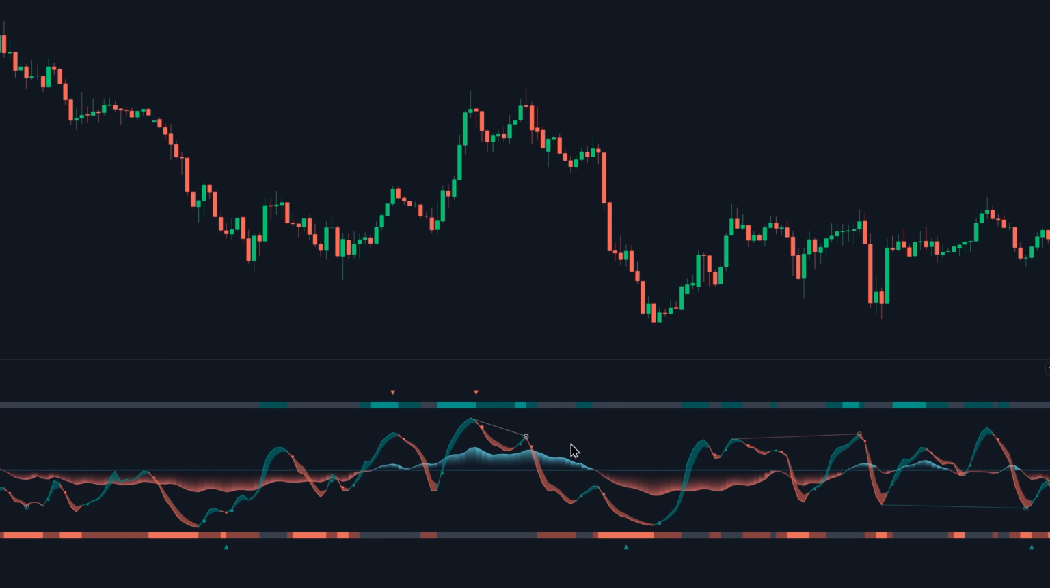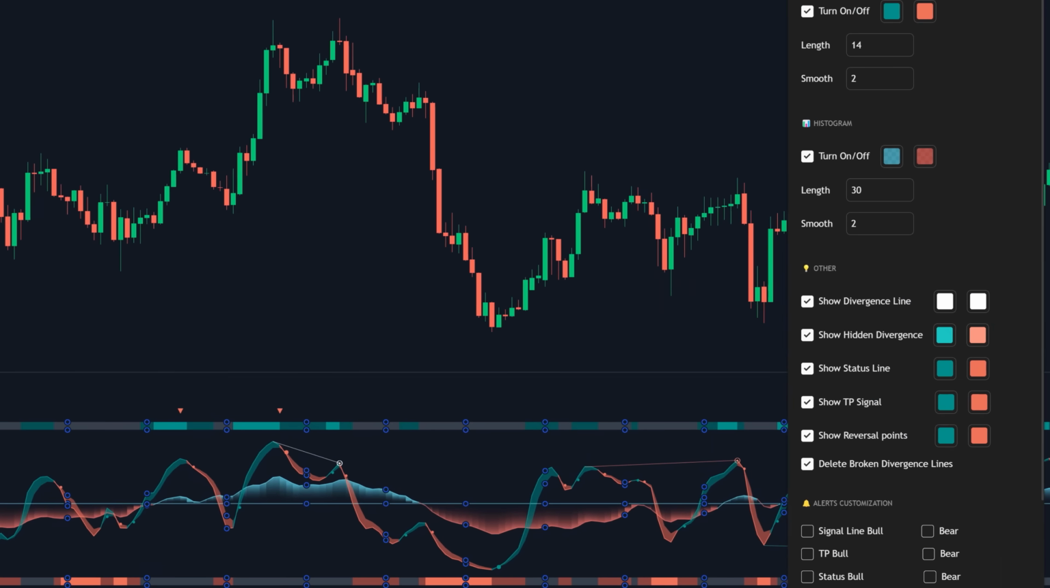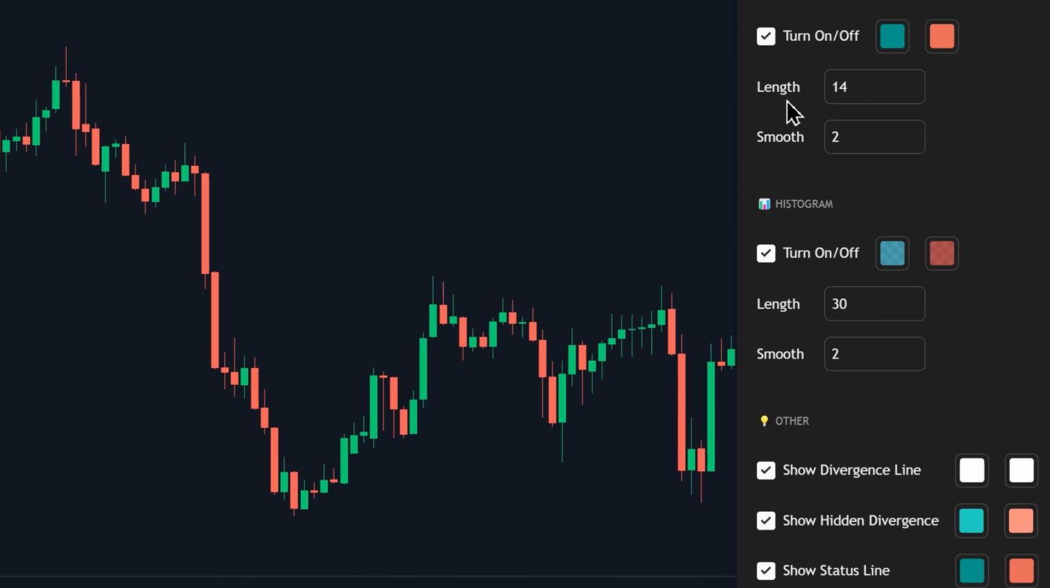Now, let's take a look at this indicator's settings and see how customizable it can be. First of all, we have an option that allows you to enable or disable the signal line, giving you control over whether you want to display it on your chart. And then we have the length, which defines the look-back period for calculating the signal line's momentum reading. Here we have smoothing. This applies a smoothing to the signal line, helping reduce noise and making the trend changes clearer. Here we can decide to show or hide the money flow histogram on the chart. I'm gonna hide it because I'm not gonna be using it.